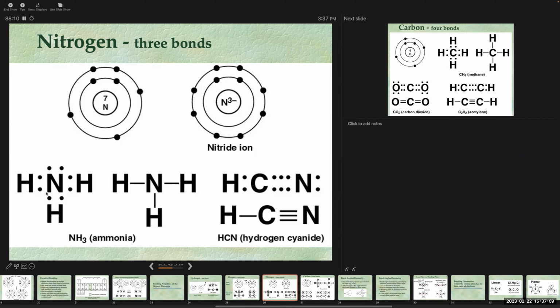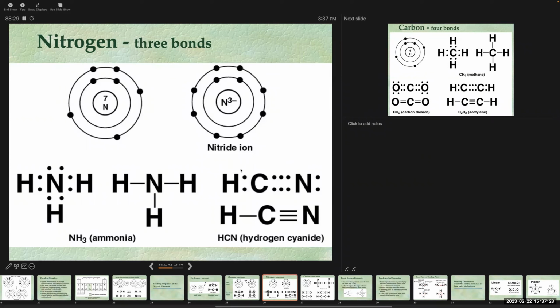in ammonia. So here in ammonia, the nitrogen is sharing a pair of electrons with 1 hydrogen, sharing a pair of electrons with another hydrogen, sharing a pair with a 3rd hydrogen. So this is the structure of NH3 or ammonia, with nitrogen bonded to 3 hydrogens.